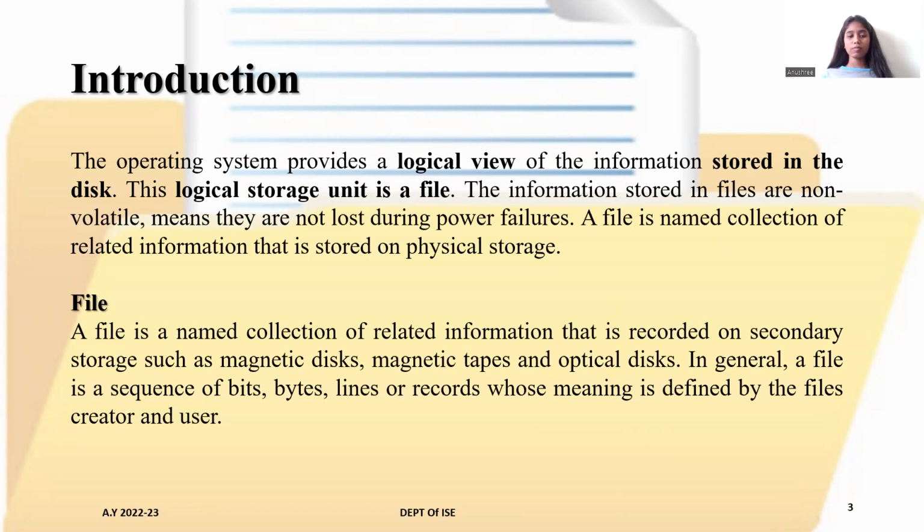A file is a named collection of related information that is recorded on a secondary storage such as magnetic disks, magnetic tapes, and optical disks. In general, a file is a sequence of bits, bytes, lines, or records whose meaning is defined by the file's creator and user.